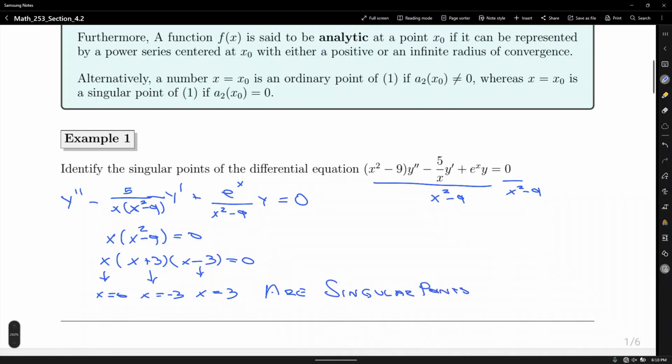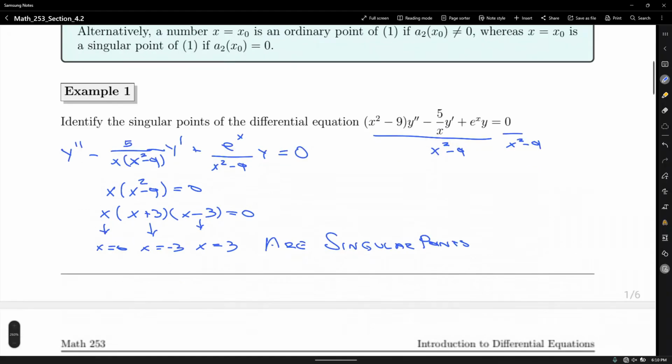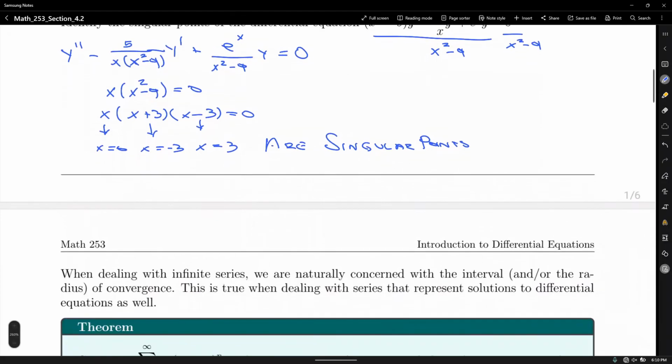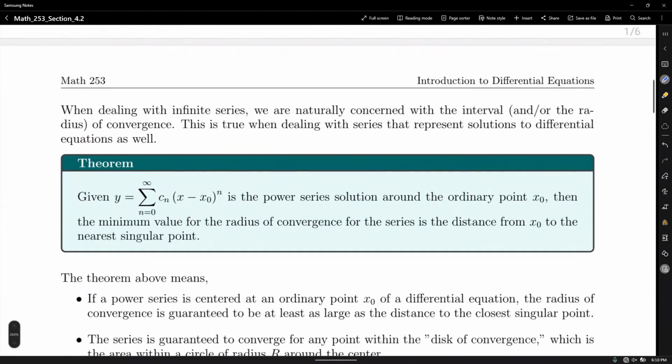Unfortunately, in this course, we're not going to get the chance to solve differential equations around singular points. It's fun though, but one of those problems takes at least 5 pages to solve.